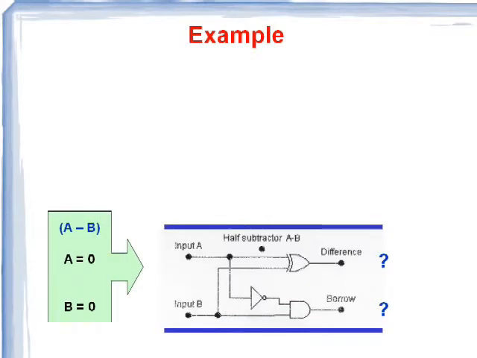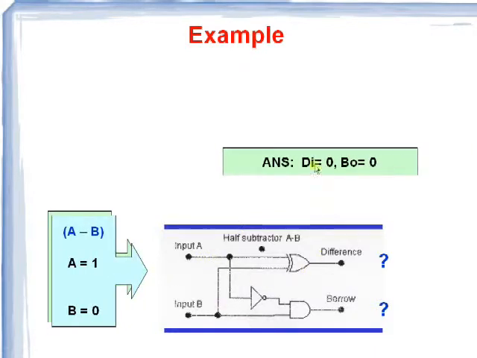Let us see an example. Here I am performing A minus B. Now what happens here? A is 0 and B is 0. If you substitute these values on this circuit, then the output that you get is DI is 0 as well as B0 is 0. So if you substitute A with 1 and B with 0, that is A is 1 and B is 0, so 1 and 0 to the input of the XOR gate, then the output is 1.